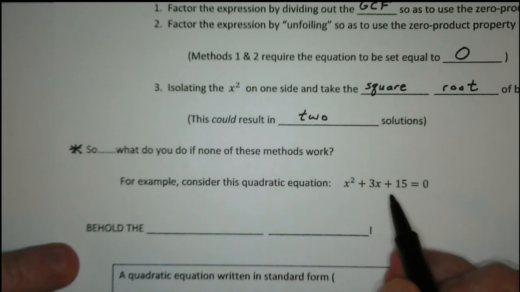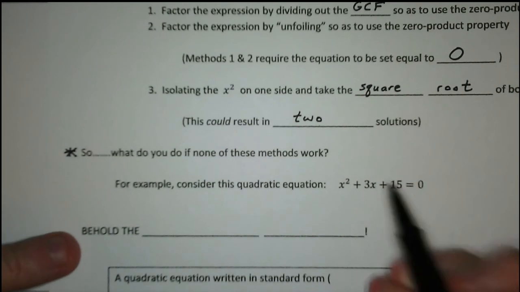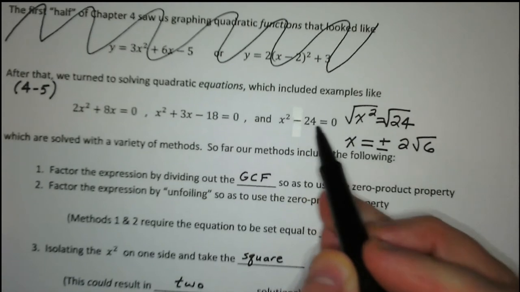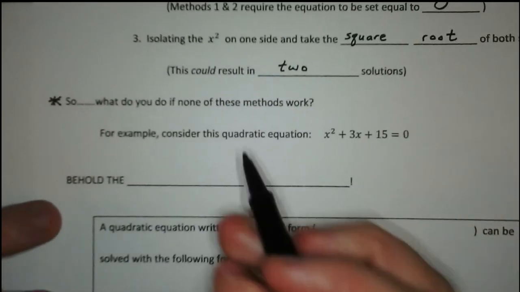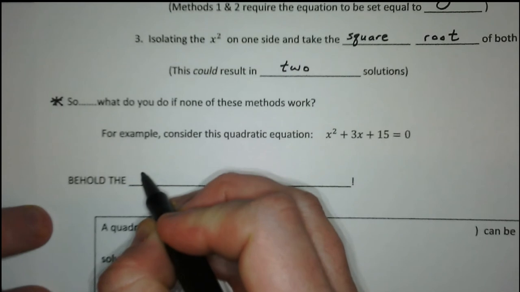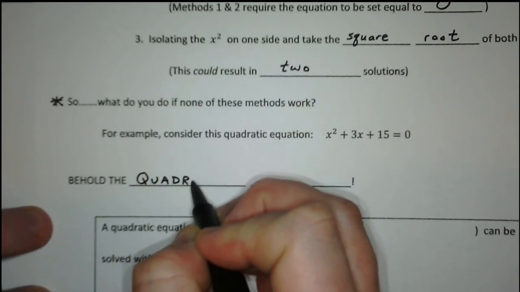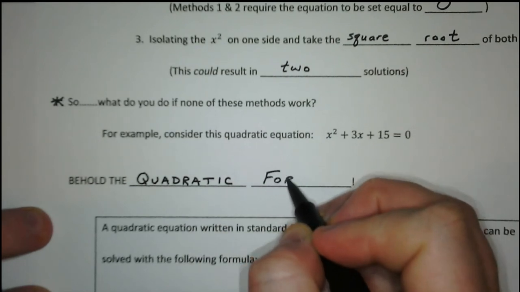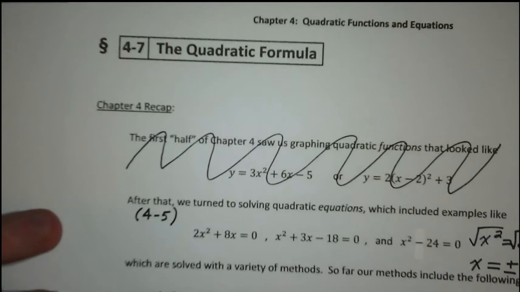What if you can't factor, or what if you can't get x squared by itself and then take the square root of both sides the way we did up here? What if you can't do that? Well, here we go. Behold the quadratic formula. Hey, that's the title of the section.